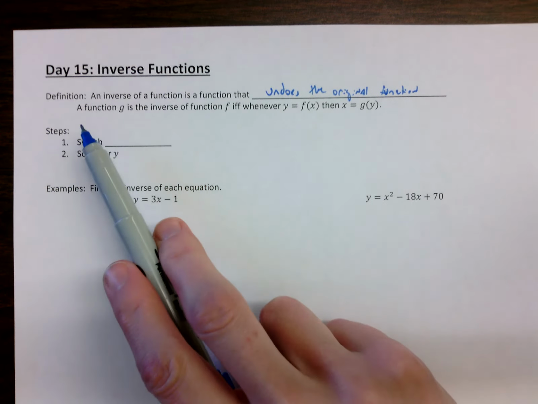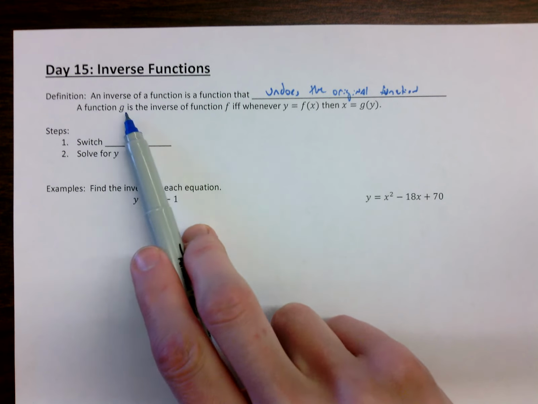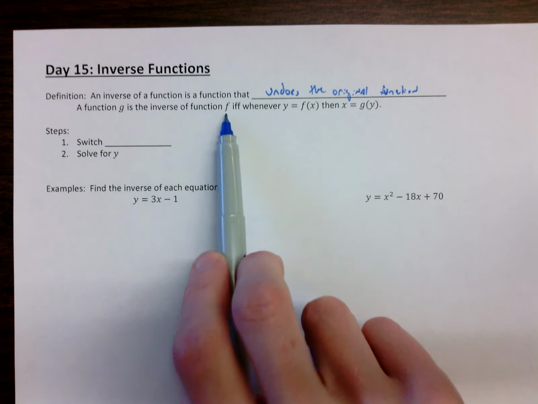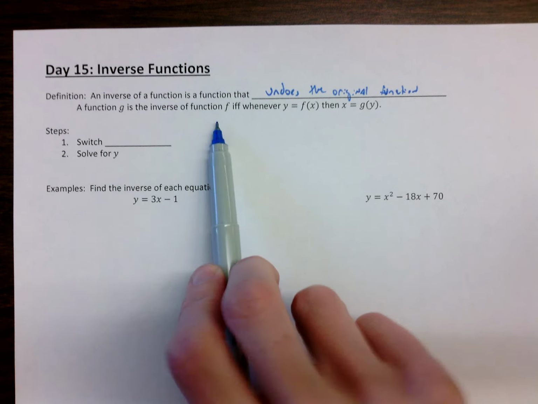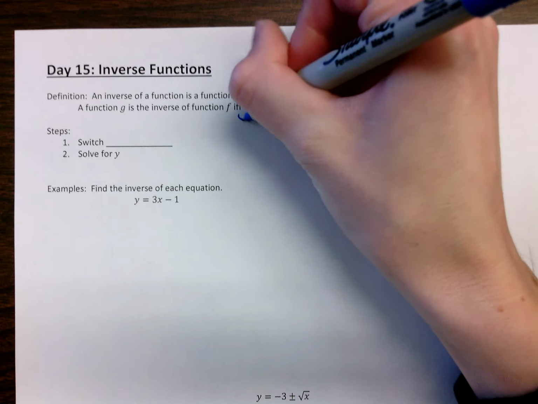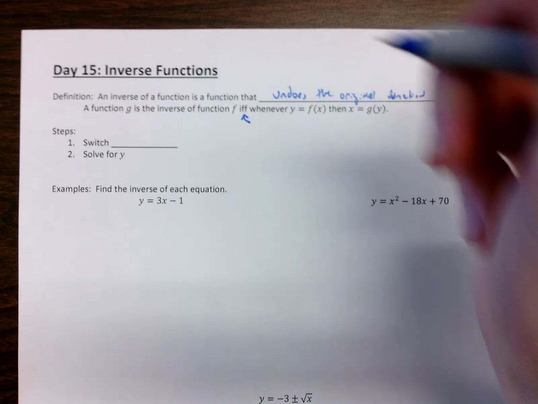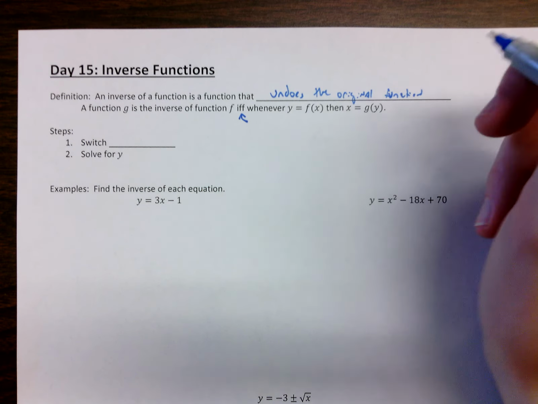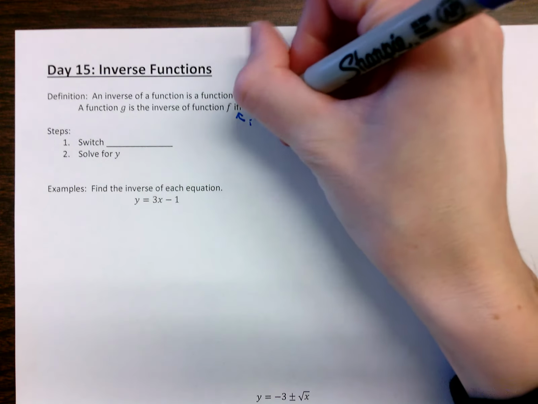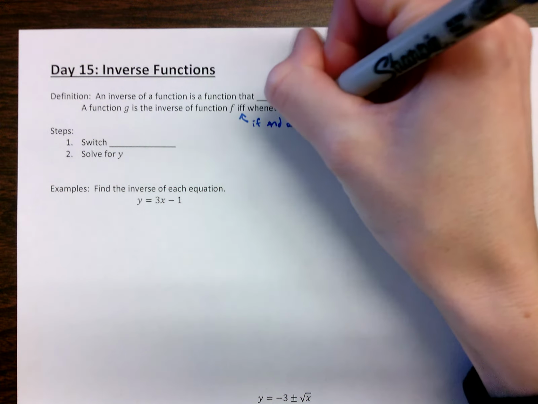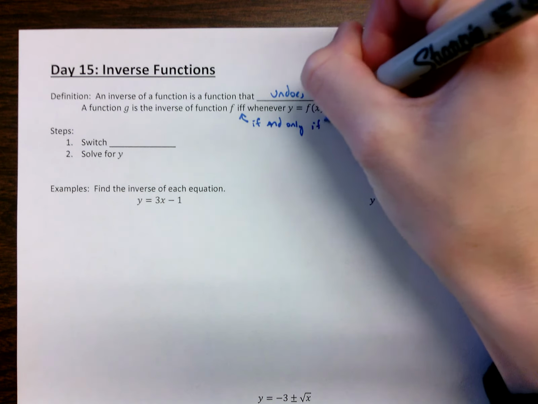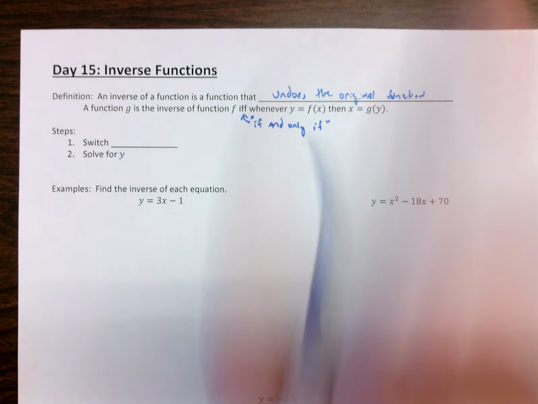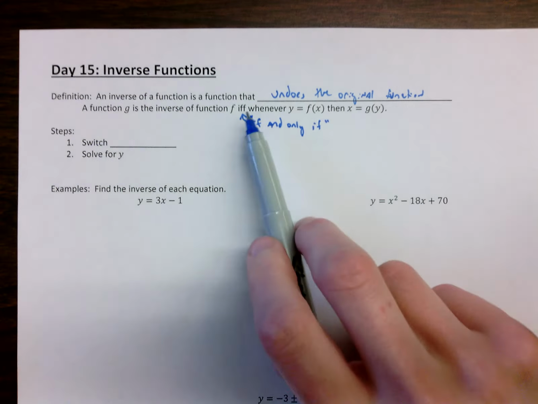Here's your technical definition. A function g is the inverse of function f. Those are just the names of the two functions. This is a common math thing where there's an "iff" with two f's. That's not a typo, right? That stands for if and only if.